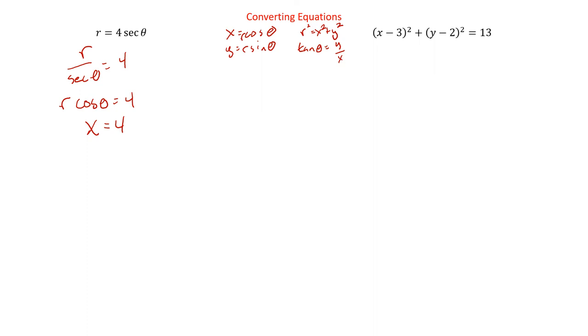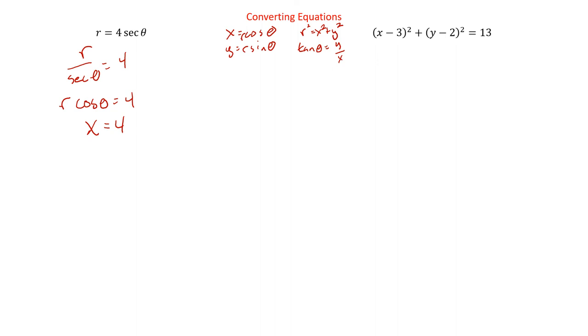If we want to go the other direction, say we have x minus 3 squared plus y minus 2 squared equals 13, we're going to use these x's and y's and change them into the r cosine thetas and stuff like that, and make it r equals something with theta in it. Before we get into doing this, looking at this equation, what do we have? If you don't recognize this, this is an equation of a circle. Its center is at 3, 2, and the radius is the square root of 13. We'll be dealing a lot more with this when we get to conic sections.